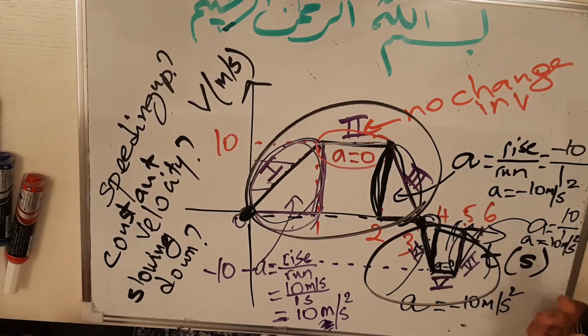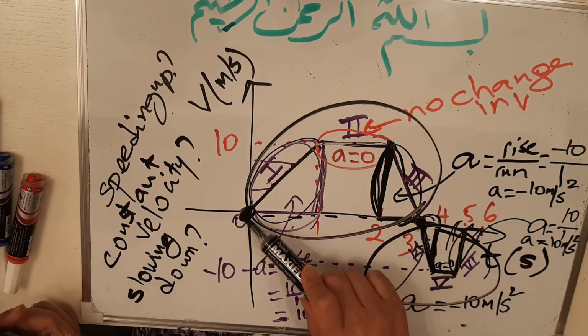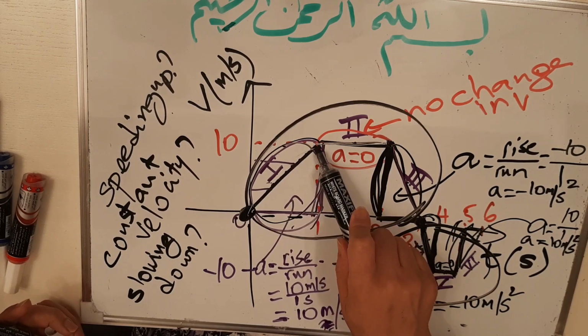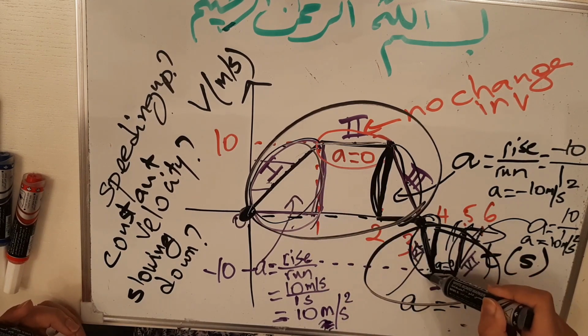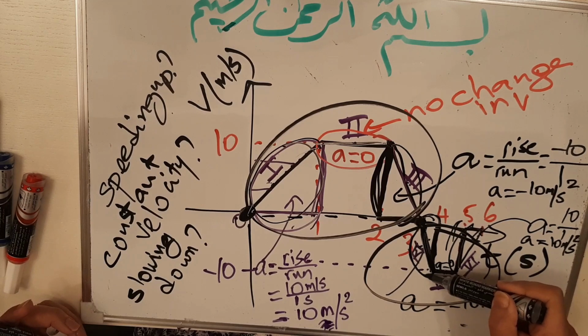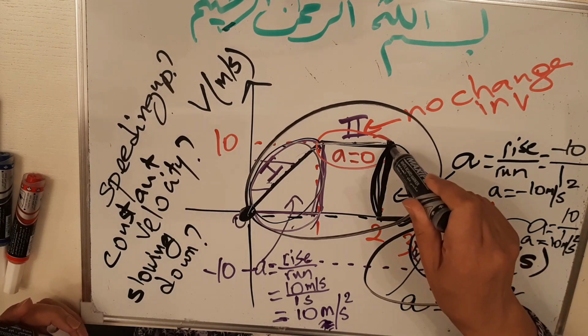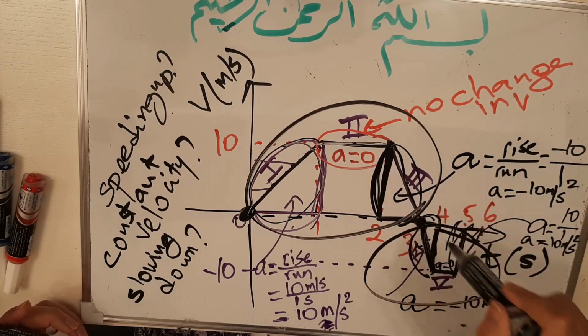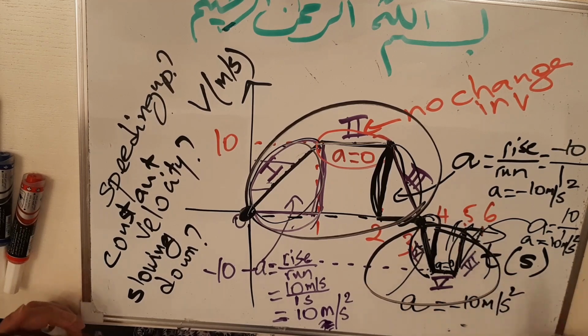You see, if we say Dubai to Abu Dhabi is positive, and then from Abu Dhabi to Dubai is negative, it doesn't mean that you cannot speed up in both directions or slow down in both directions. So here you're speeding up in the positive direction, and here you're speeding up in the negative direction. And you're slowing down in the positive direction, you're slowing down in the negative direction.